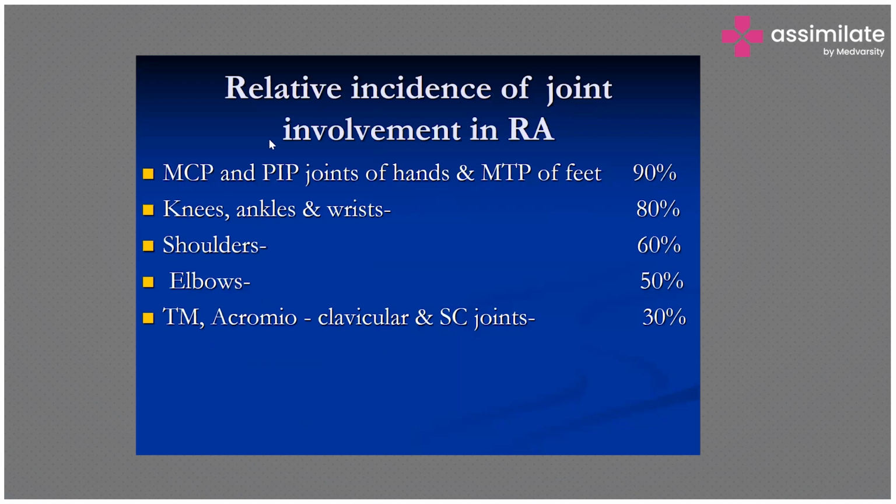As for the percentage of joint involvement, when the patient says there is pain at a site, what are the most common sites? 90% involve the MCP and PIP joints of the hand and MTP of the feet. PIP is proximal interphalangeal, MCP is metacarpophalangeal, and MTP is metatarsophalangeal. 80% of patients complain of pain in knees, ankles, and wrist. 60% is for the shoulders, elbow 50%, and the acromioclavicular and temporomandibular joints are the least at 30%. Keep in mind how the patient will present, what the ratios are, and which sites are affected the most.